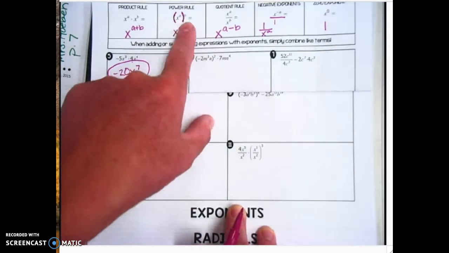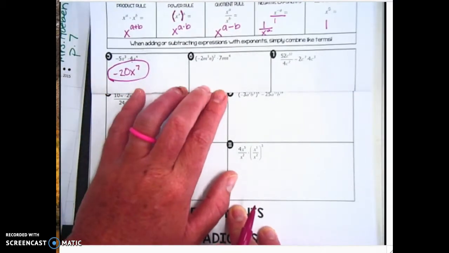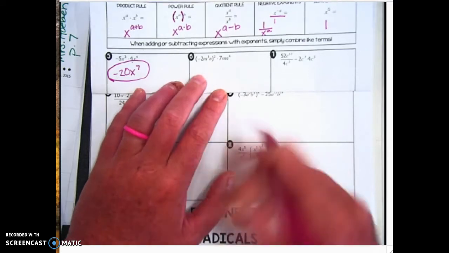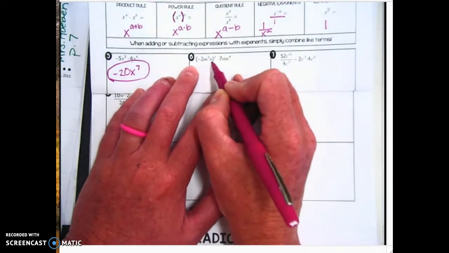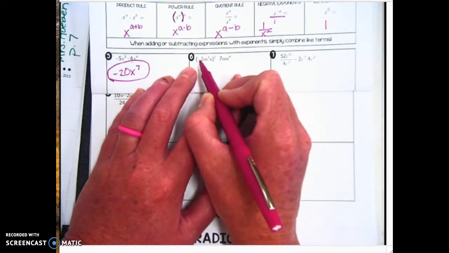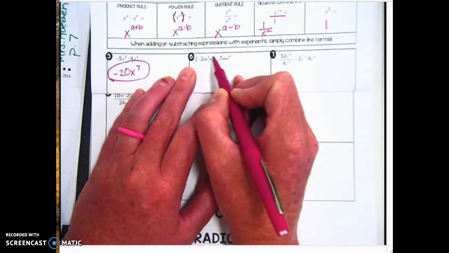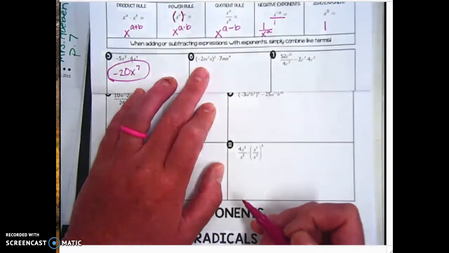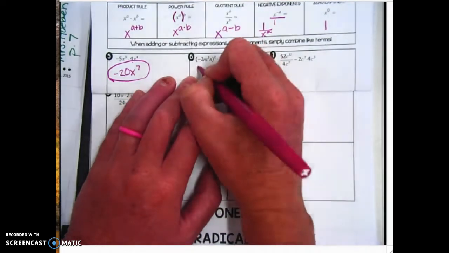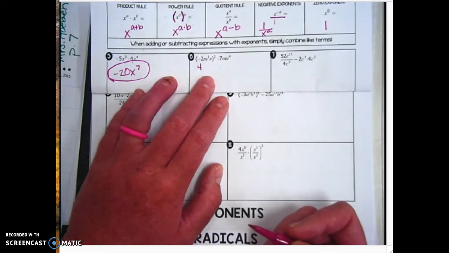Power rule, right? Remember, look for the parentheses, which means you're going to multiply those exponents. Everything that's in the parentheses needs to go to that power of 2, including that coefficient -2. So you have to take -2 to the second power. Anybody know what -2 to the second power is? 4, right? Because -2 times -2 is +4.